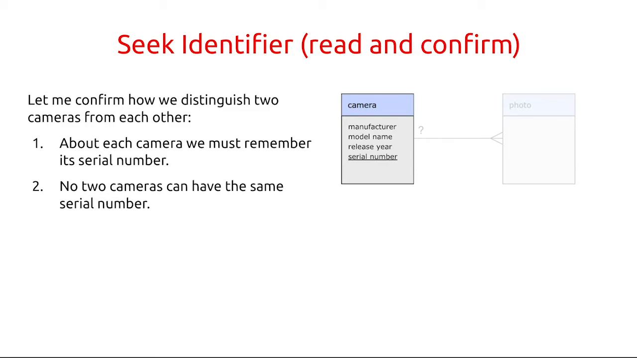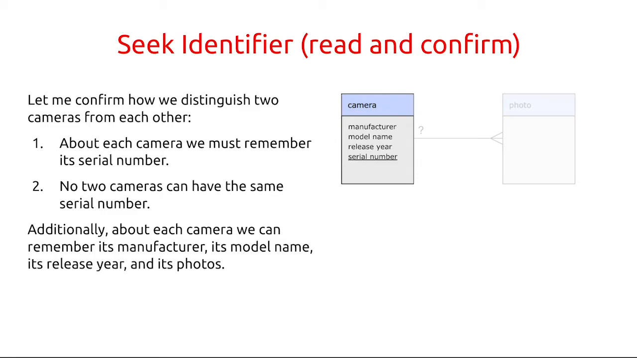Additionally, previously we skipped reading back the descriptors we found, so we can read those back now too. Additionally, about each camera, we can remember its manufacturer, its model name, its release year, and its photos. From there, you can continue discussing and iterating with the users until everyone is in agreement.